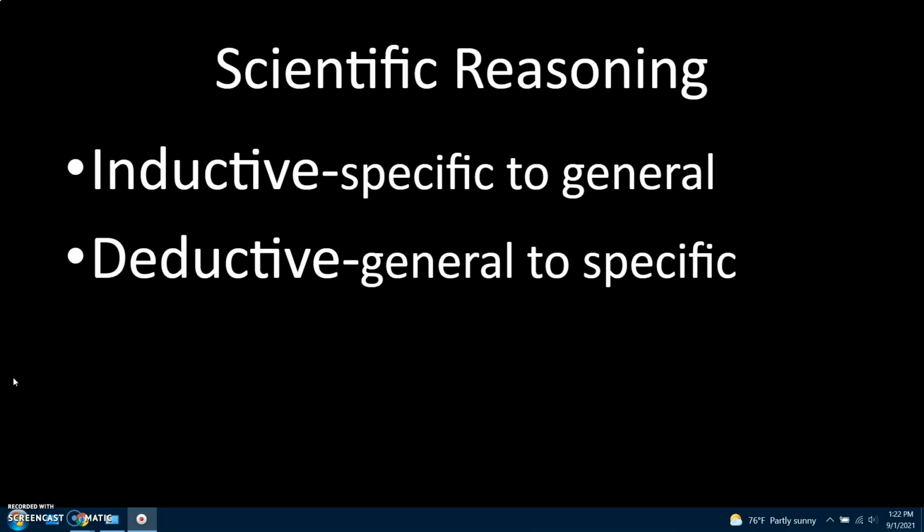So very specific. Robins have feathers. All birds have feathers. Therefore, a robin must be a bird. General. And then you can flip that around the other way and say that all birds have feathers. A robin is a bird, therefore robins must have feathers. I think I did that right. But again, the idea is coming from specific to general and general to specific.